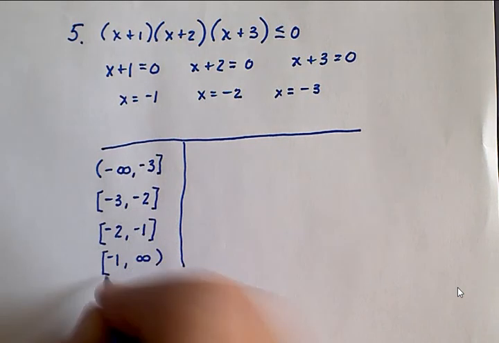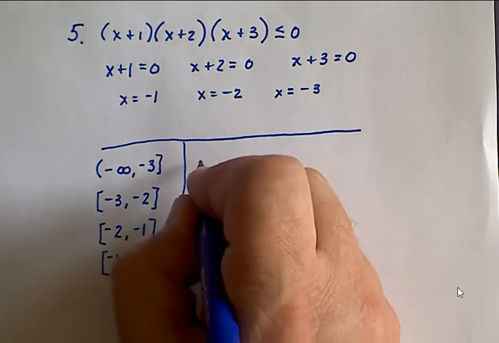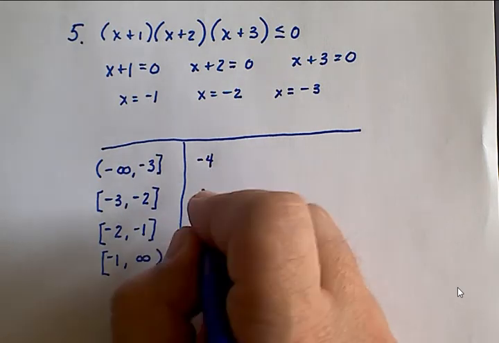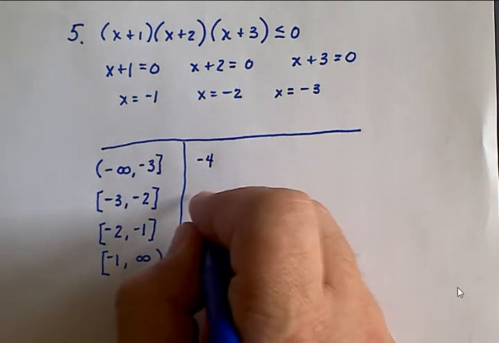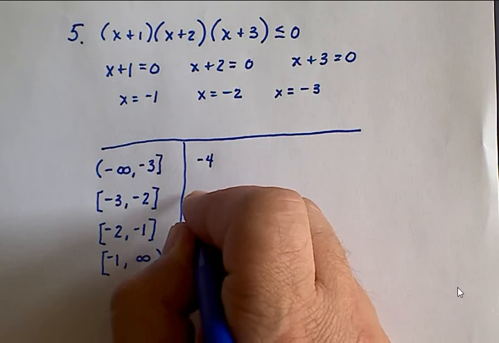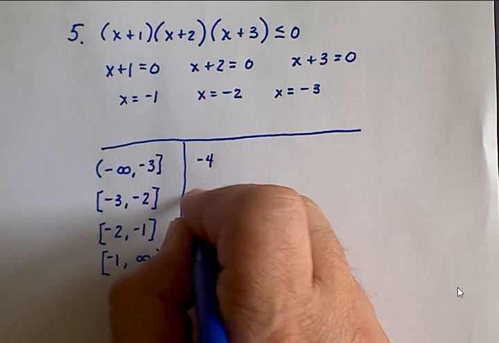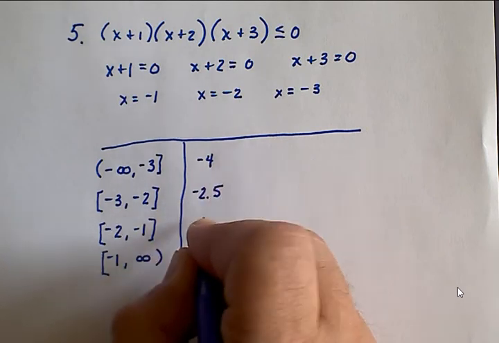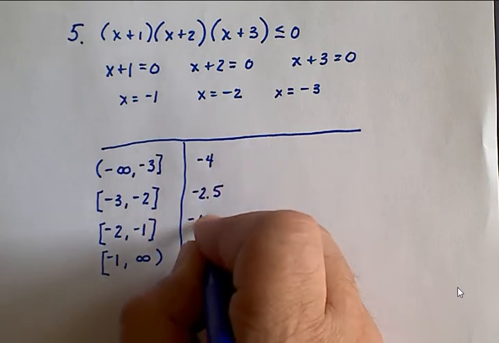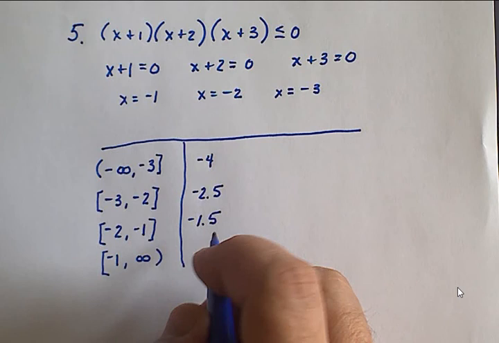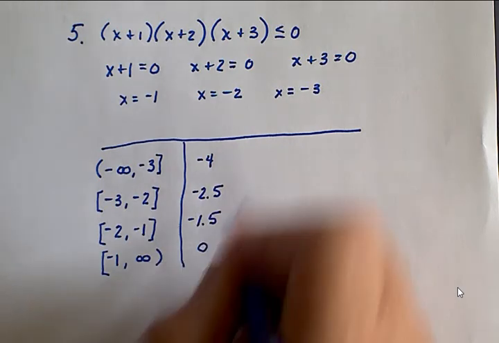Now, pick a number in each one of these intervals. In these, I have to be very careful because I have to choose decimals, and I'm going to choose numbers that are more or less right in the middle. So hopefully they're a little bit easier to plug in. Okay, now remember, I'm looking for a sign out of these answers. Okay, I'm looking for a sign.